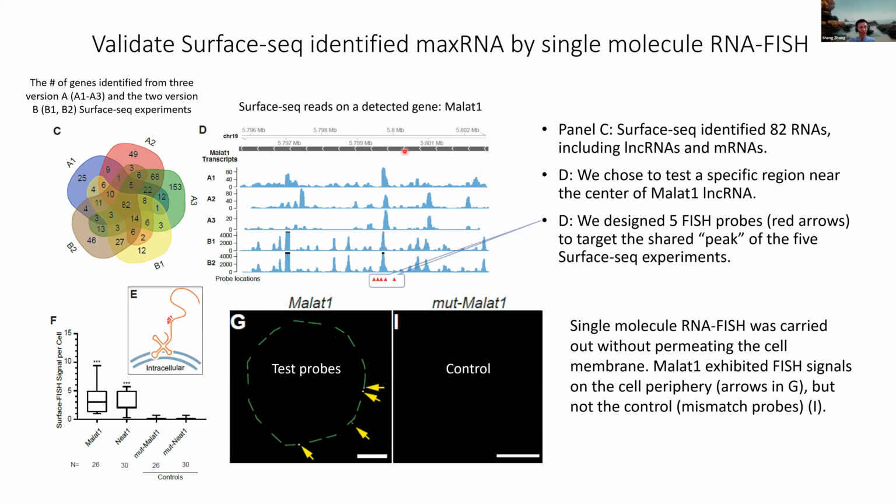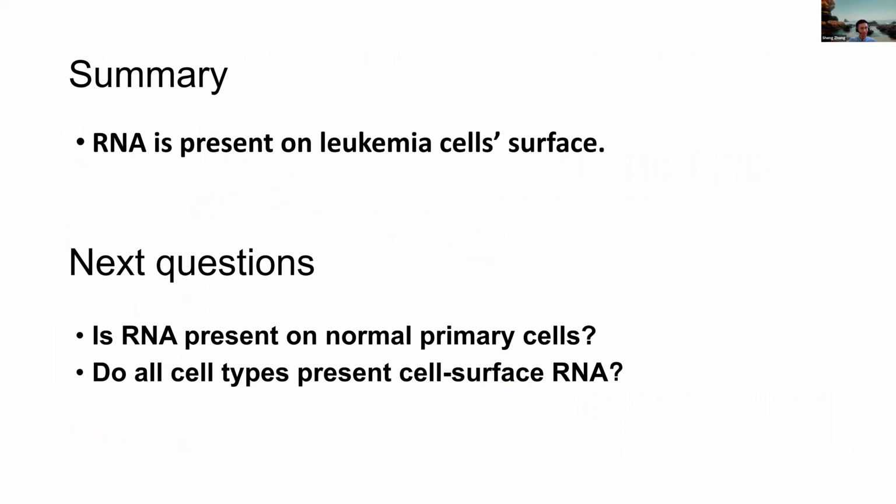So our single molecule RNA FISH seems to actually detect some of the signals on the cell periphery, and our single base mutant control probes don't show any signal. We can also use some live cell imaging techniques to test that these cells are indeed live cells. In summary, what we find is that RNA is indeed present on the leukemia cell surface. And because this is RNA sequencing, we feel that the evidence for this material being RNA is much stronger now.